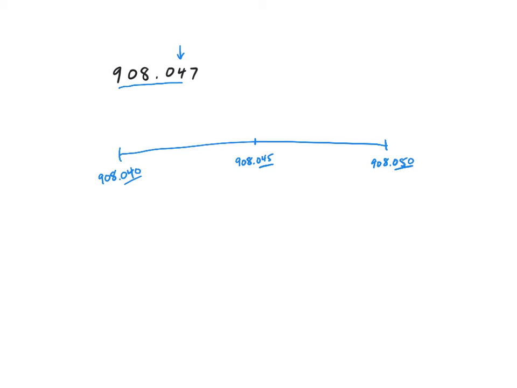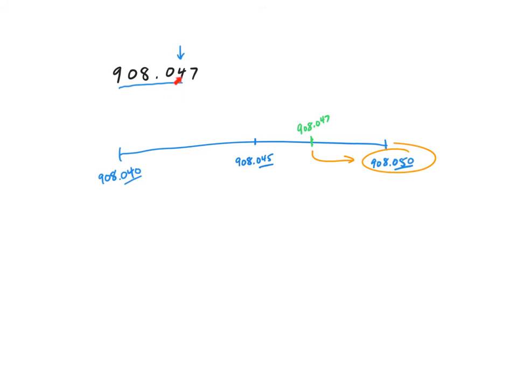And of course, all of these numbers are zoomed into the 908 wholes. So now I just need to locate my original number, 908 and 47 thousandths, which I think is somewhere right in here. Because it's more than halfway, we're going to round up to 908 and 50 thousandths or 908 and 5 hundredths.